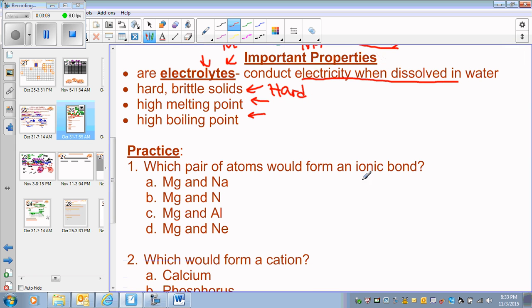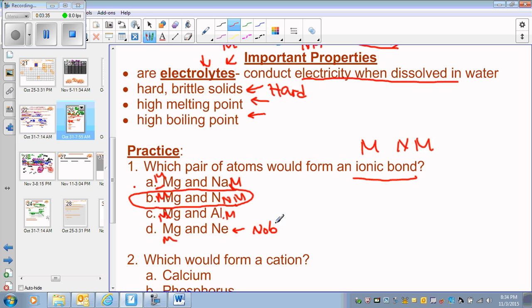I'm looking for an ionic bond, so I need a metal and a non-metal combination. I know magnesium is a metal, but sodium is also a metal, so two metals will not make an ionic bond. I need a metal and a non-metal. So this is a metal non-metal combination. These are both metals. This is a metal, this is a metal, this is a metal, and this is a noble gas. Noble gases don't react. Noble gases do not bond, so I cannot bond anybody from group 18.